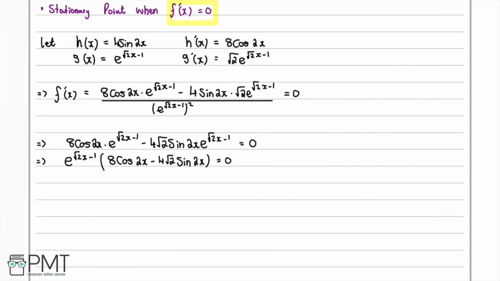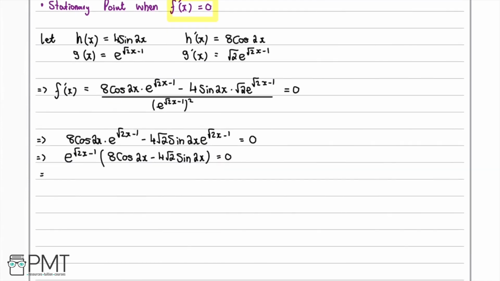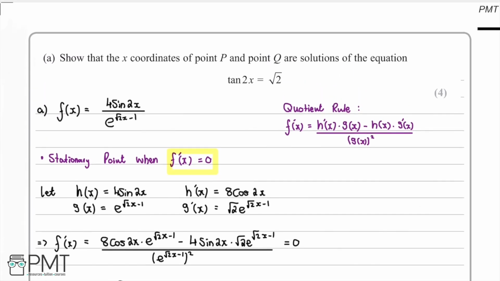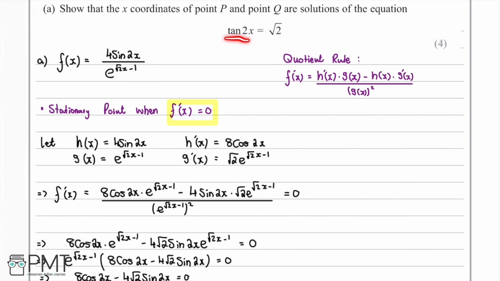We therefore have now 8 cos 2x minus 4 root 2 sine 2x, and that's still equal to 0. What we can do now is equate these two terms, so 8 cos 2x is equal to 4 root 2 sine 2x. Now let's take a look back at our question. We were wanting to get this into the form tan 2x.